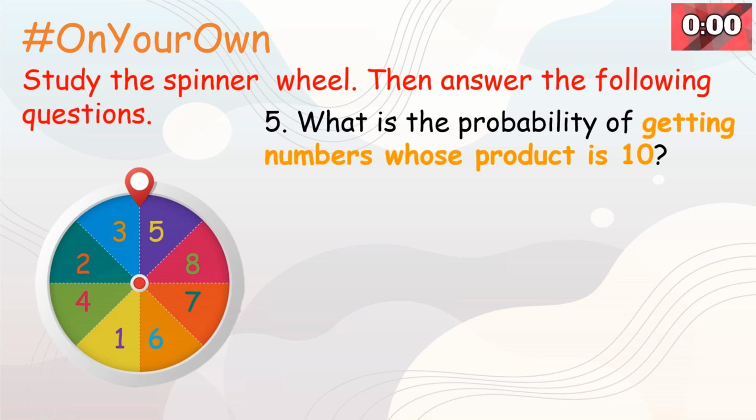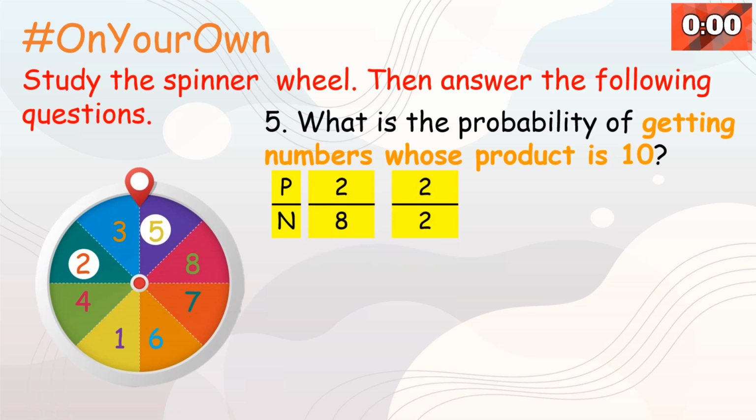Okay, time's up. So, what is the probability of getting number whose product is 10? So, we have here 2 and 5. No? Ang product ng 10 is 2 and 5. So, therefore, P over N is equal to 2 over 8. Then, the common factor of 2 and 8 is 2. So, 2 divided by 2 is 1. 8 divided by 2 is 4. So, therefore, the correct answer is 1/4 or 1 over 4.